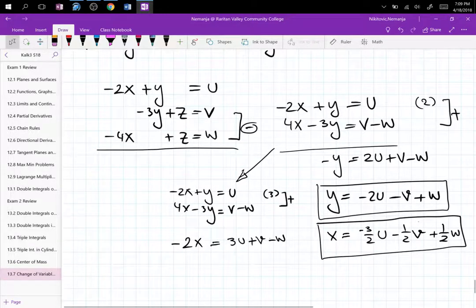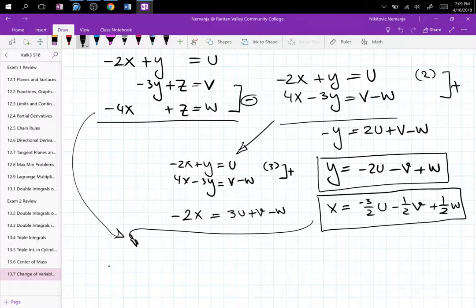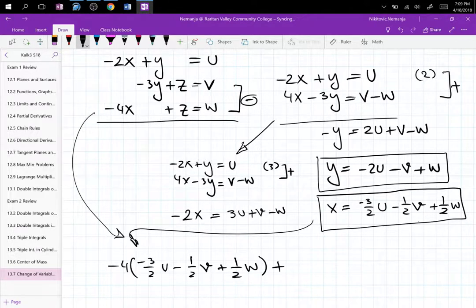Now to get this equation, you can simply, dare I say, plug everything into, let's say, the third equation. You plug in x in the third equation. So from here and here at the same time, I have negative 4 times negative 3 halves u minus 1 half v plus 1 half w, plus z, is equal to w. And you see that z is the only unknown.